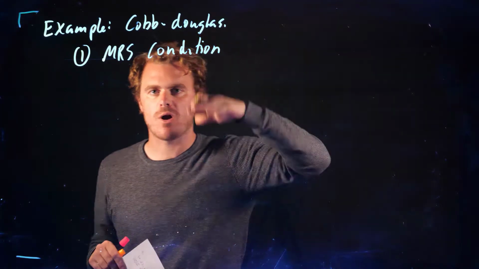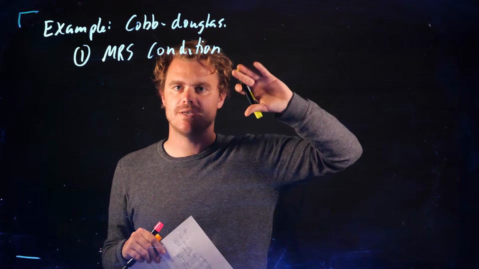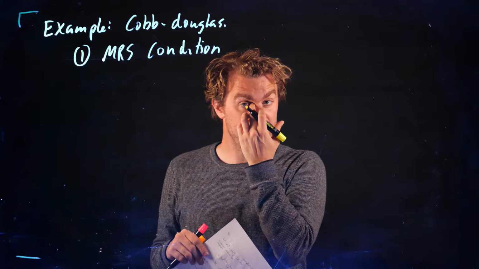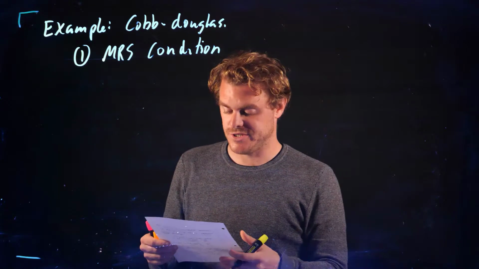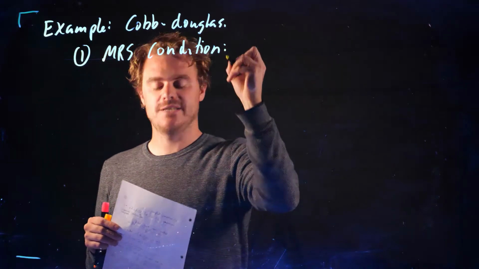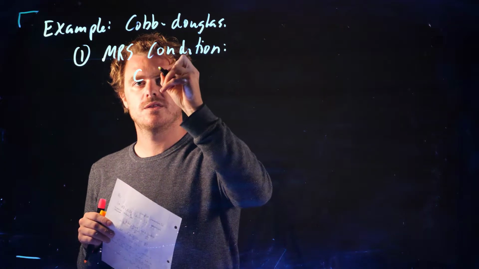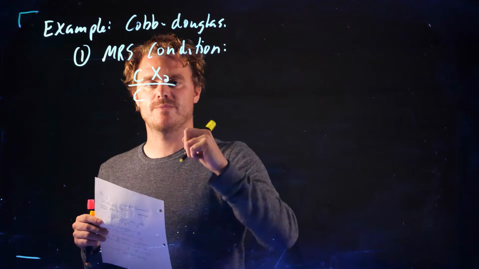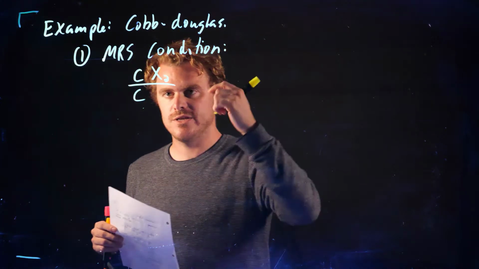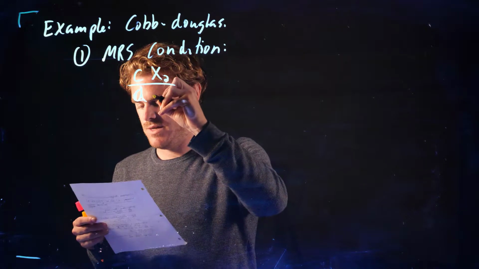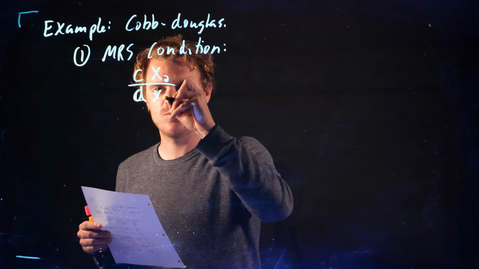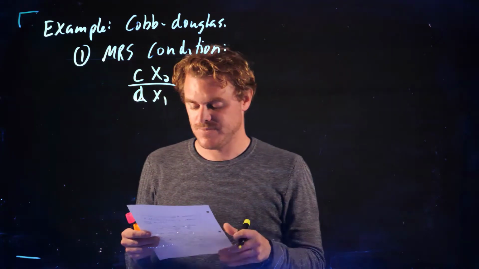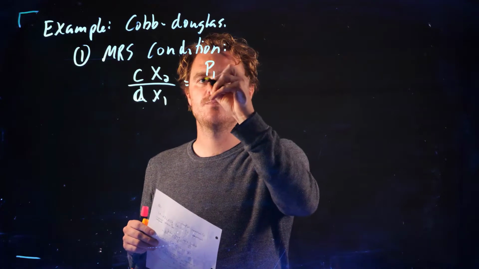This is when the ratio of the partial derivatives equals the price ratio, and then we also have the budget constraint as well. So we have 2 equations and 2 unknowns. The MRS condition, the ratio of the partials with respect to x2 and x1 of that utility function, is c times x2 over d times x1, and that equals the price ratio, P1 over P2.